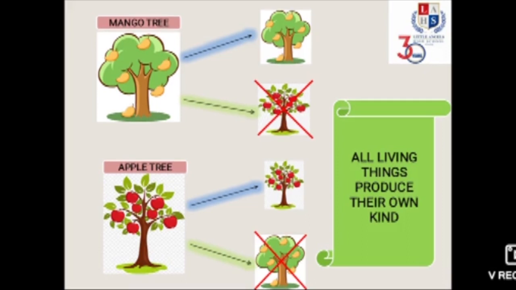The example given here is that a mango tree will always give rise to a mango tree and never to an apple tree, and in the same way, an apple tree will always give rise to an apple tree and never to a mango tree. Let me take up an example of an animal. Let's say a dog. A dog will always produce a pup and never a kitten, and in the same way, a cat will always produce a kitten and never a pup. You may come up with many more examples on your own.